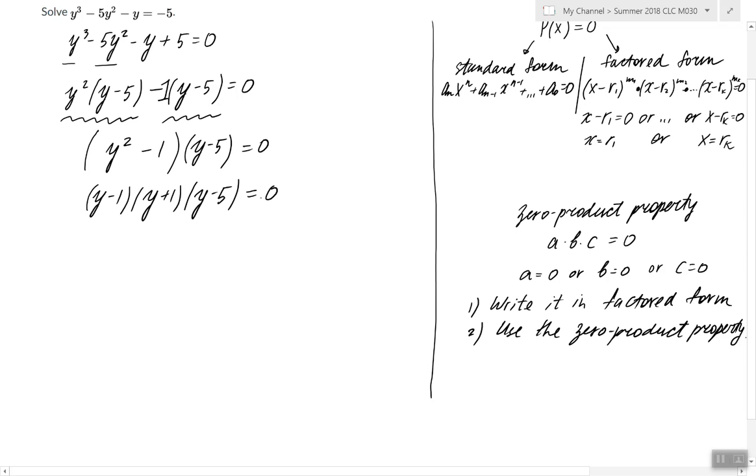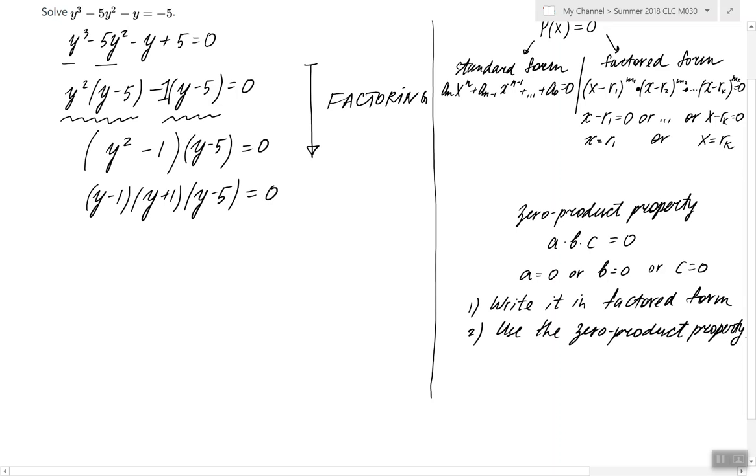So this part could take a long time. So this is factoring. This was an easy example. In general, it's not so easy. But once you factor your polynomial and write it in factored form, solving the equation then becomes super easy.